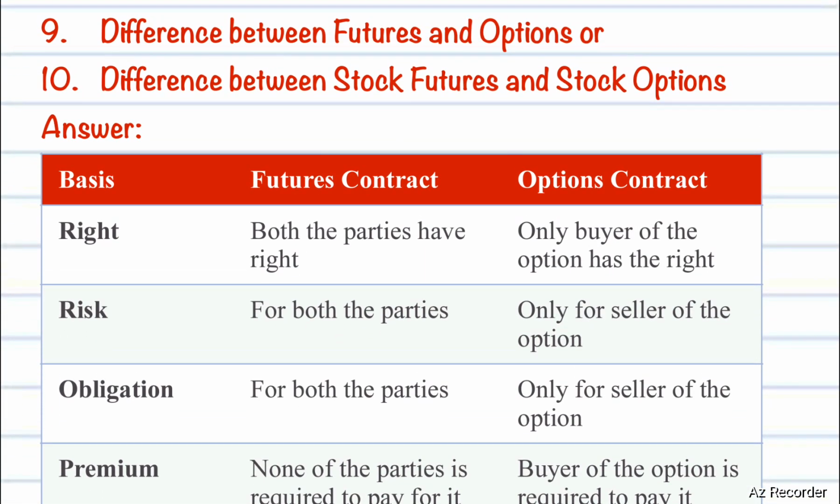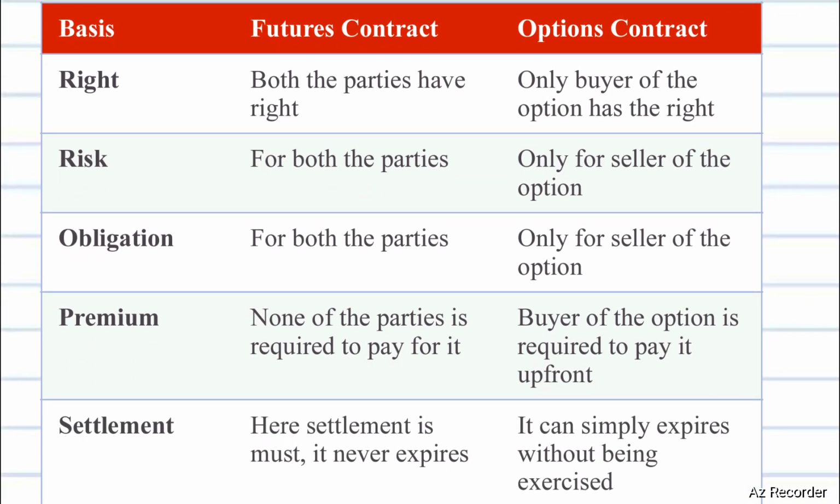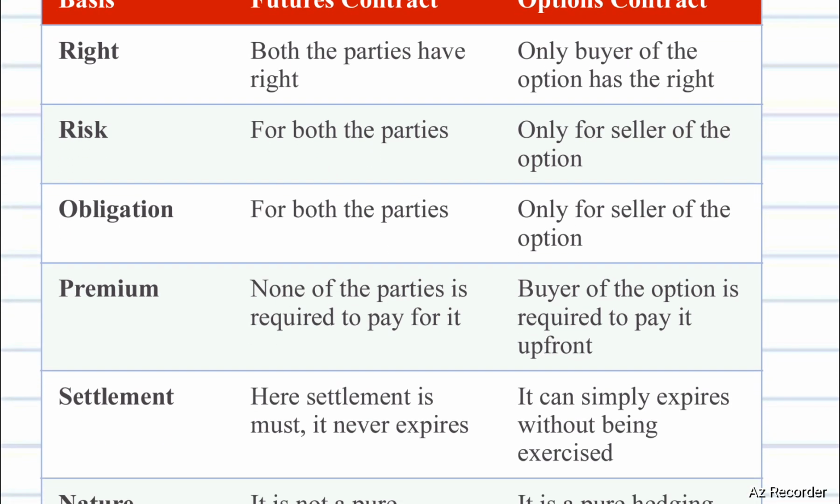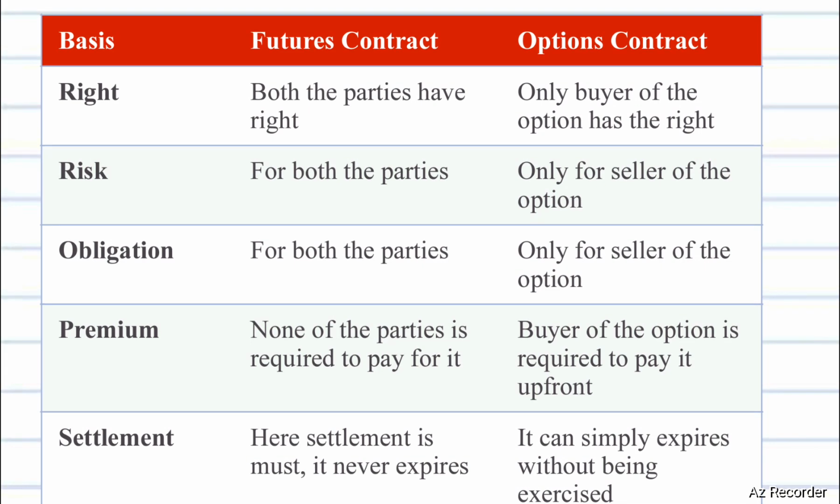What is the difference between future contract and option contracts? First one, rights. In futures contract, both the parties have the right. In case of option contract, only buyer of the option has the right. Risk. In case of future contract, risk is there for both the parties. In case of option contract, risk is there only for the seller. Obligation. In case of future contract, both the parties have the obligation. In case of option contract, only the seller has the obligation.